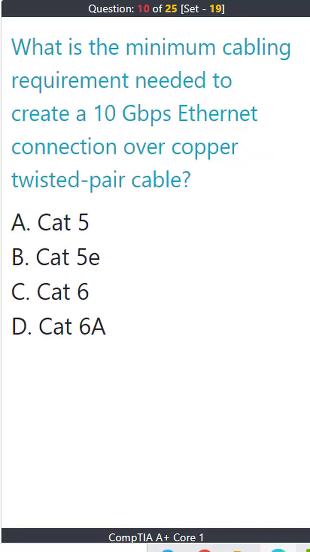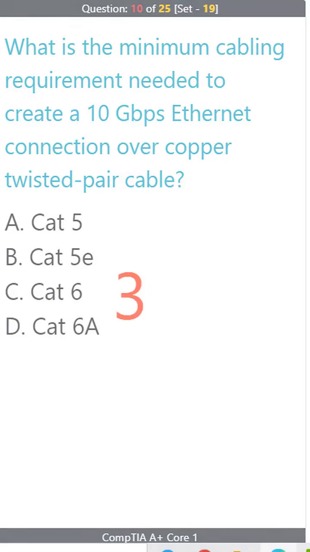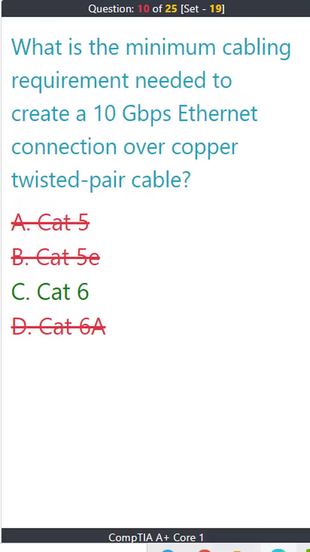Question 10. What is the minimum cabling requirement needed to create a 10 Gbps Ethernet connection over copper twisted pair cable? A. Cat5. B. Cat5e. C. Cat6. D. Cat6a. The correct answer is C. Cat6.